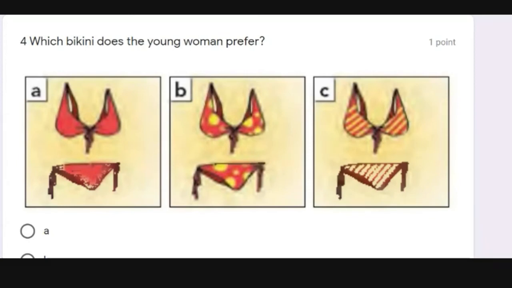She's asking, what do you think of this plain one? Okay, the plain one. Okay, then what does the second woman say?